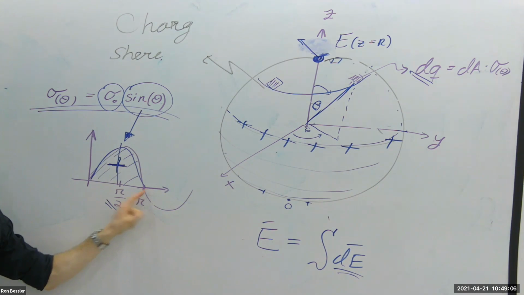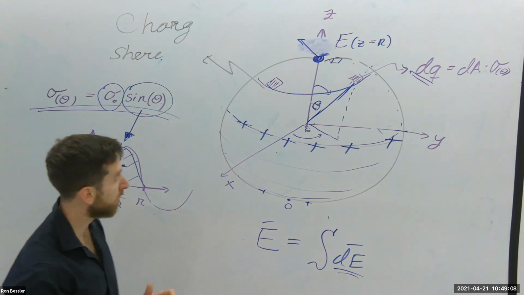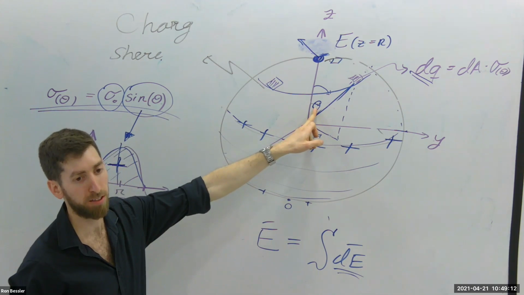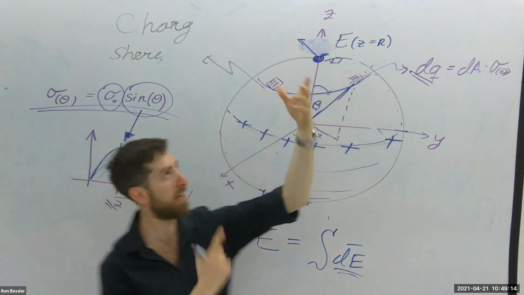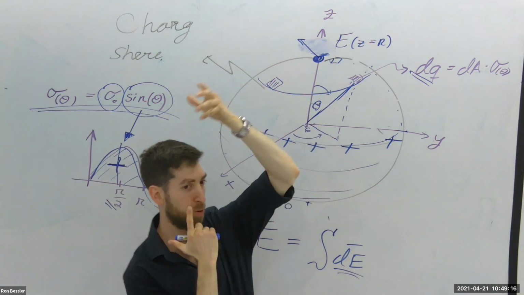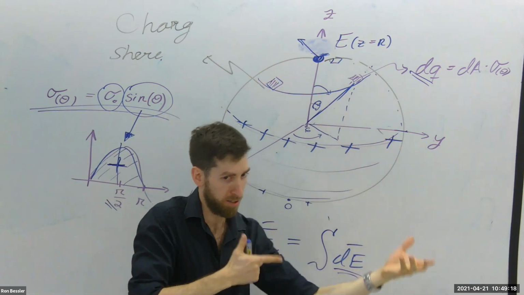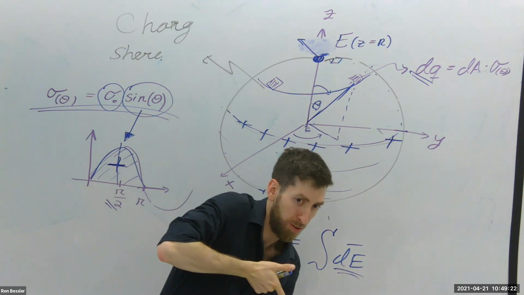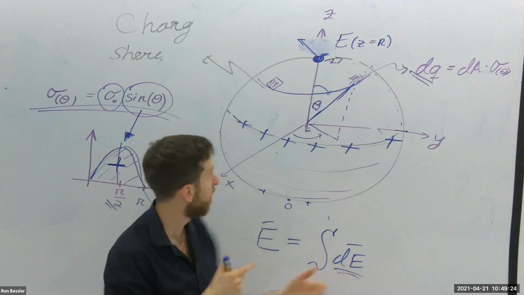This is pi. Why is that line pi over 2? Because of how you define theta. Theta is starting from the z position, and then I start to open the angle. This is pi over 2, and this is pi. I think about it as a sniper standing here.